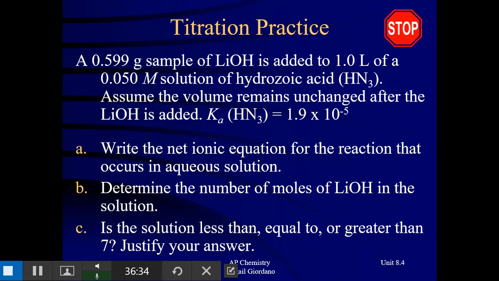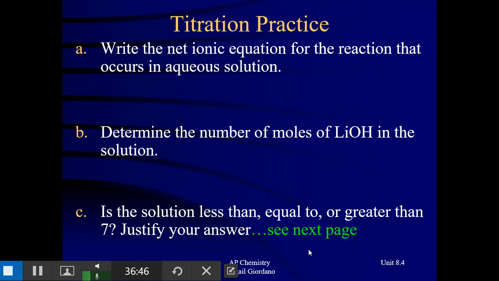All right, so I want you to pause the video, see if you can work through this one on your own, okay? And then we'll go through it and check the answers. All right, so let's check your answers. The first part of this asked you to write the net ionic equation for the reaction, okay? So what I did was I've listed my major species, okay? And remember, we're always looking for what is the best acid in the list, which is HN3. What is the best base in the list? OH minus. And so there is my net ionic equation.